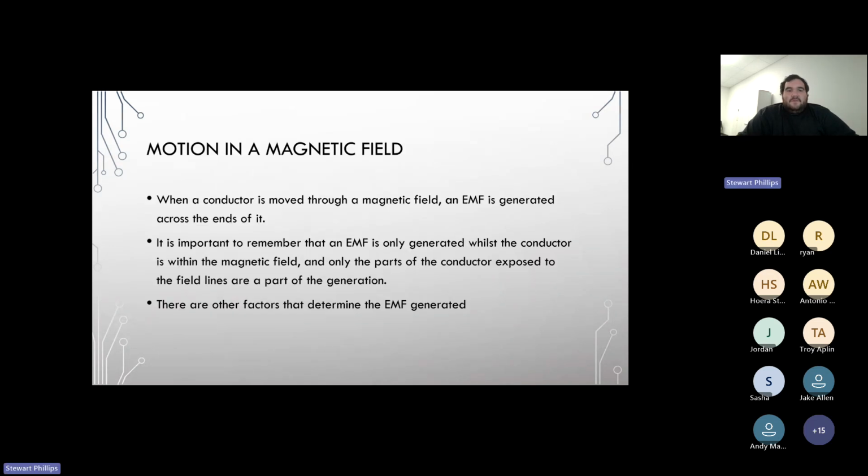Cool. So motion in a magnetic field. When a conductor is moved through a magnetic field, an EMF is generated across the ends of it. It is important to remember that an EMF is only generated whilst the conductor is within the magnetic field, and only the parts of the conductor exposed to the field lines are a part of the generation. There are other factors that determine EMF generated.